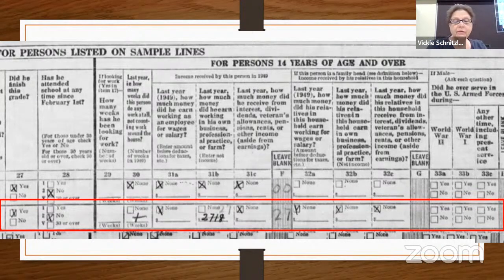Going on to line 31, we look at 31B, he made $2,718 on the farm.